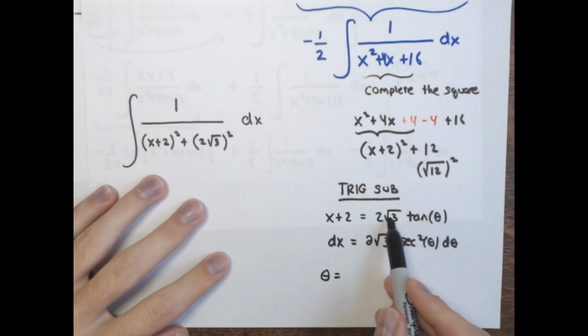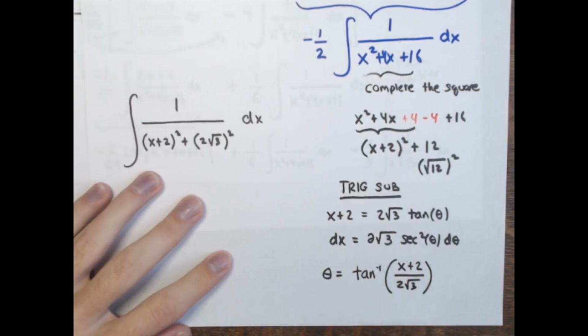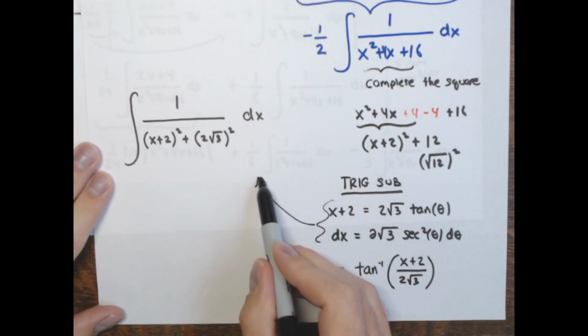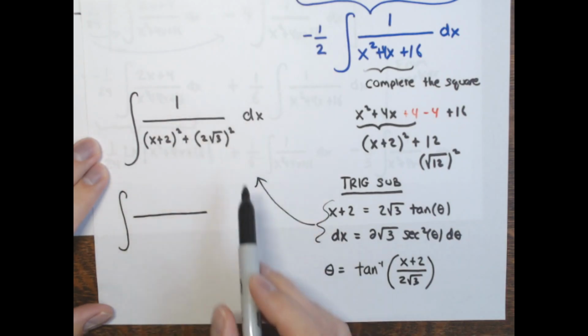So I'm just going to solve for tangent. You divide by 2 root 3, take the inverse tangent. So we have the inverse tangent, or the arc tangent, of x plus 2 divided by 2 root 3, or divided by the square root of 12. That'll be theta. All right, if I make these subs here, we have the integral of 1 dx.